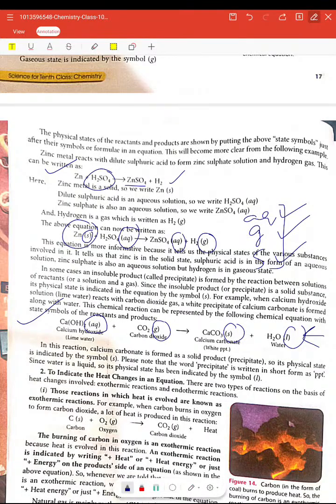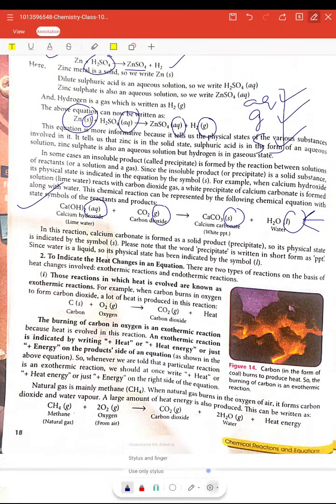Now we will further discuss how to indicate the heat change in a chemical equation. What does it mean to indicate a heat change in chemical equations? Some chemical reactions release heat energy. Some chemical reactions absorb heat energy. Those reactions in which heat is released or evolved are called exothermic reactions.